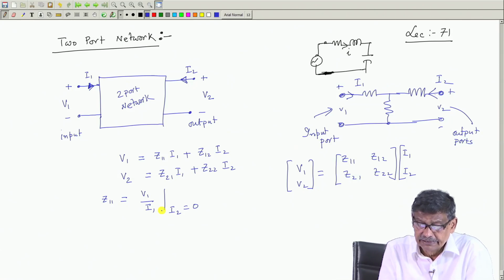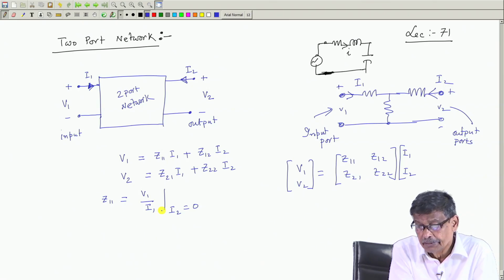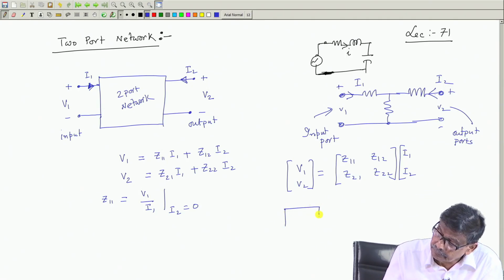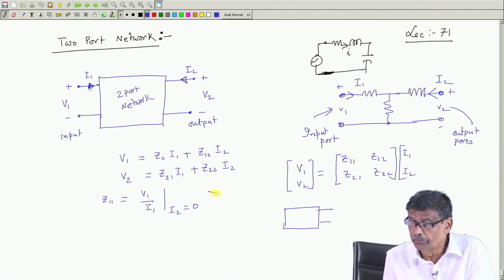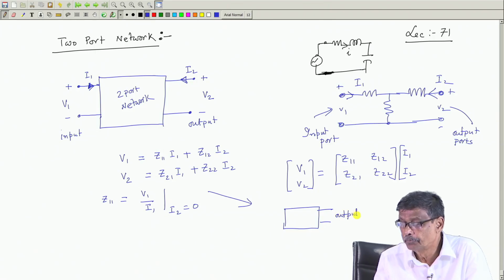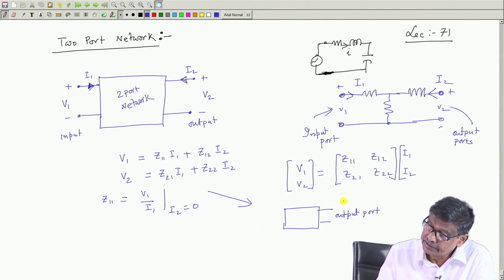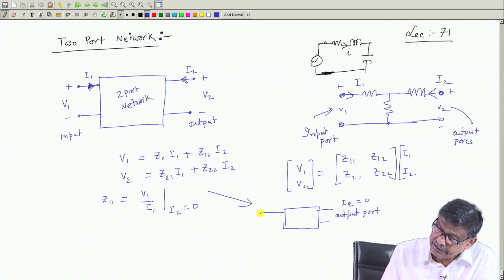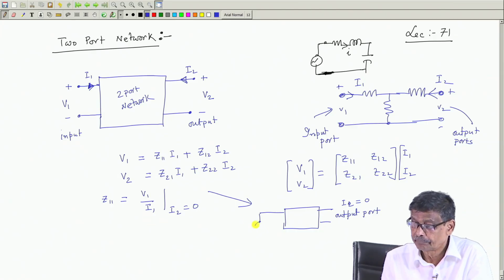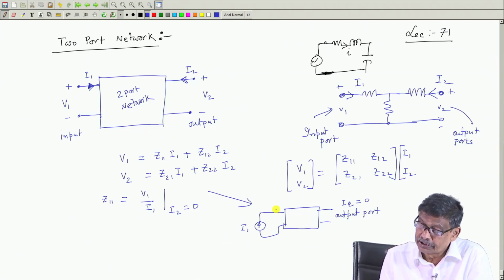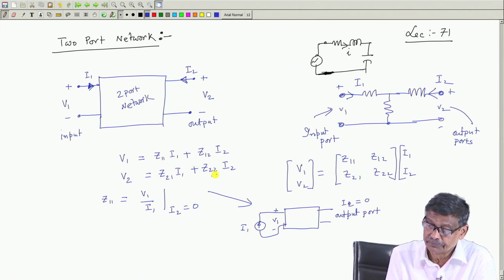What does this mean? Take this network, excite the input with a current source. I 2 equal to 0 means what? Output port open circuited. Do not connect any impedance, so this current I 2 will be 0. You maintain I 2 equal to 0 and excite the input port with a current source I 1, and measure the voltage existing between these 2 points, that is V 1. Then the ratio of V 1 by I 1 with I 2 equal to 0 is Z 11. That is the first equation I have utilized with I 2 equal to 0.